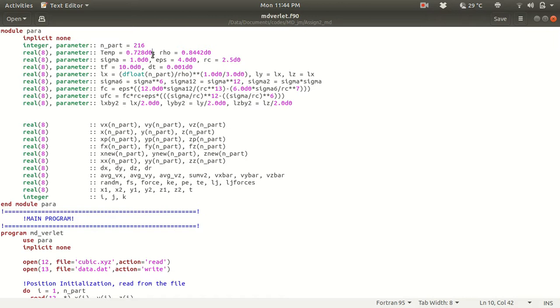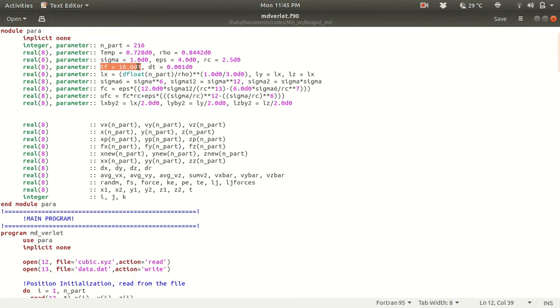That means you will see that the total energy of your system is constant, but the kinetic energy and potential energy will vary. Rho is the density of the particles, which I have taken to be 0.8442 or something like that. Sigma I have taken to be 1.0d0, and epsilon, for the Lennard-Jones potential, I have taken to be 4.0d0. Rc is the cutoff for that potential, which I have already described in my molecular dynamics theory lecture. I have taken it to be 2.5 times sigma, and sigma is 1, so it is 2.5d0. And d0 is for double precision.